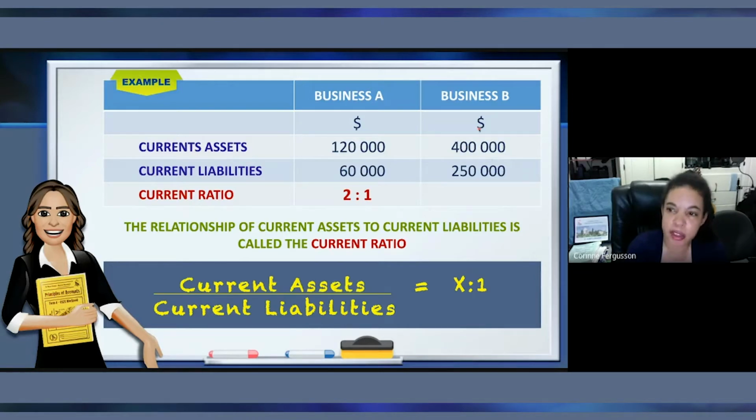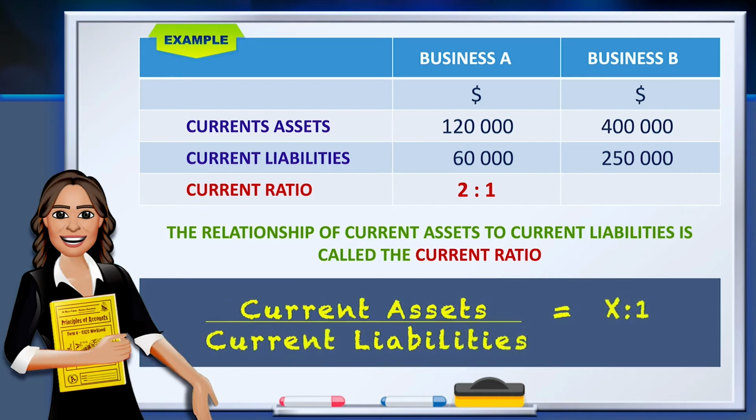You do the same thing for your business B. With current ratio, the formula is current assets over current liabilities, and the answer :1. So when you have 400,000 over 250,000, the answer you get is 1.6 to 1. So that means you have 1.6 current assets to cover 1 current liability.